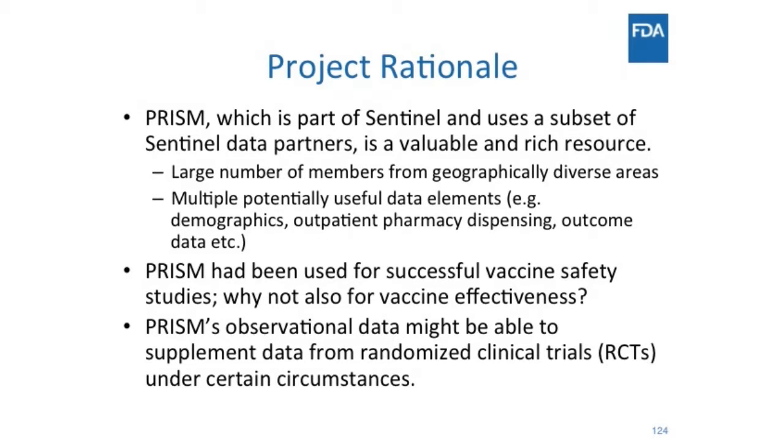If it's been used already for successful vaccine safety studies, as has been done with influenza and febrile seizure study, rotavirus and intussusception, if it's been used for these safety studies, why not also for vaccine effectiveness? And although our regulatory decisions really rely on randomized controlled trials, we thought that PRISM's observational data might be able to supplement the data from these trials under certain circumstances.